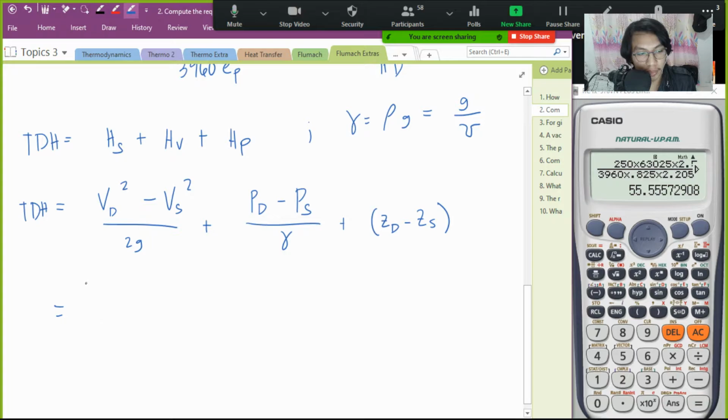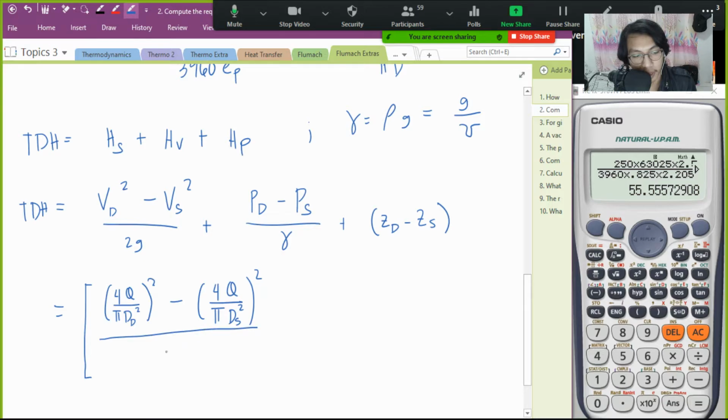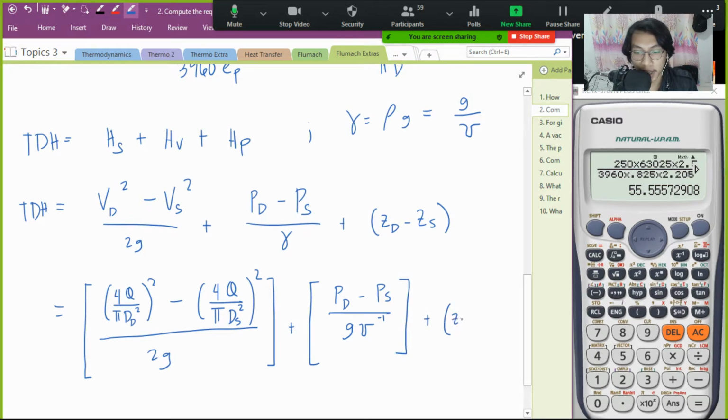So, unahin natin to: 4Q over pi D, ano to? Discharge squared, and then squared, minus 4Q over pi DS squared, tapos squared, divided by 2G. Tapos ito naman, yung pressure. Add mo na ngayon, so that is PD minus PS over G multiplied to the specific volume raised to negative 1, kasi inverse eh. Plus ZD minus ZS.